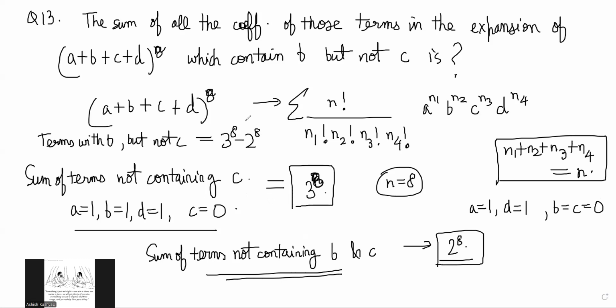So that becomes our answer. You have to calculate it and figure out that answer, right? So that is our solution for this one. The point is basically that in a multinomial expansion, all you have to do to find the sum of the terms is put a, b, c as 1 and some of them as 0 if required, if those terms don't have to come.